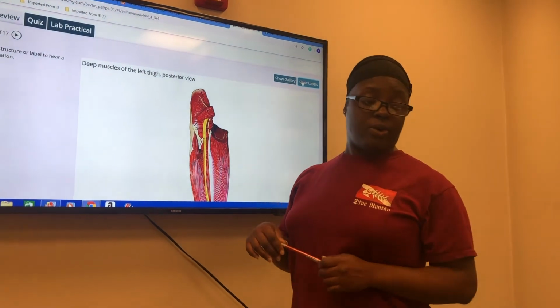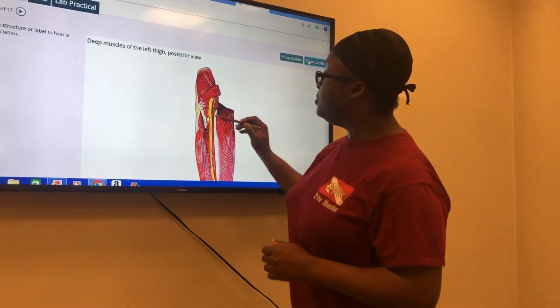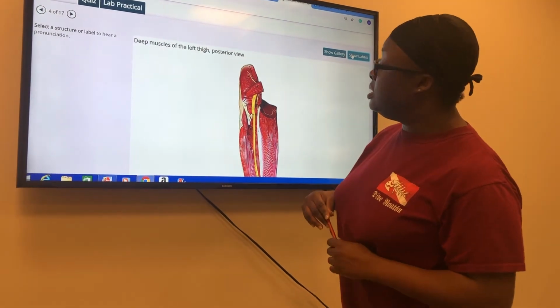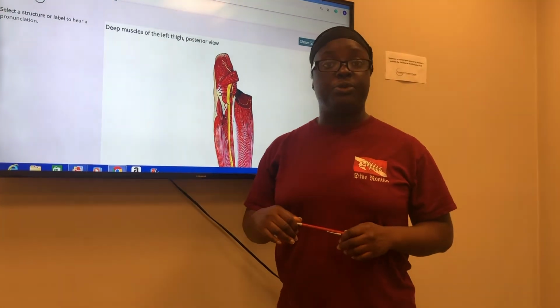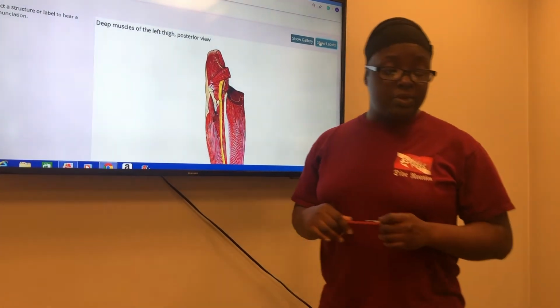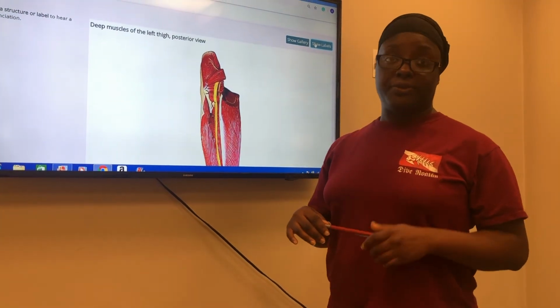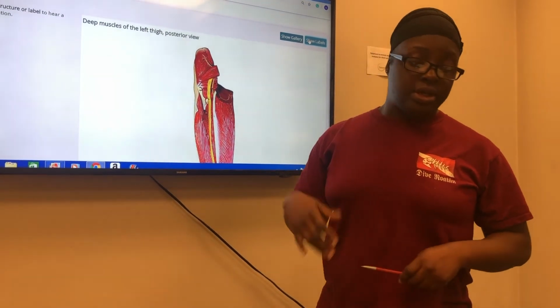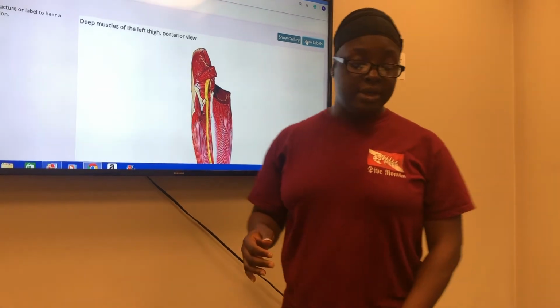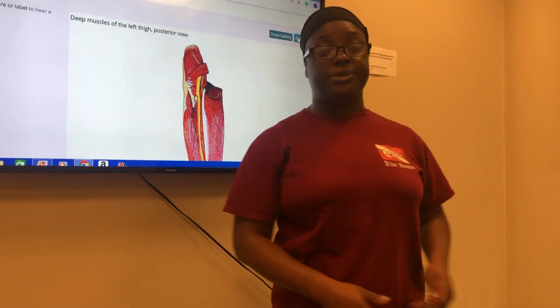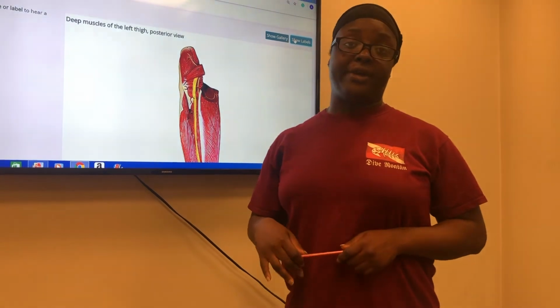Next is the quadratus femoris, which is this here. The origin is in the ischial tuberosity. The insertion is in the intertrochanteric crest of the femur. The action, it rotates the thigh laterally and it stabilizes the hip joint. The nerve is L5 and S1.